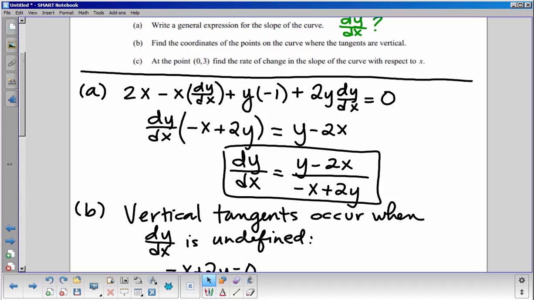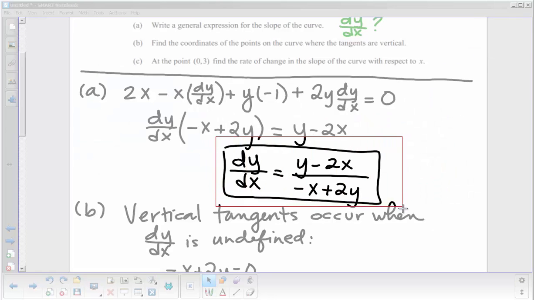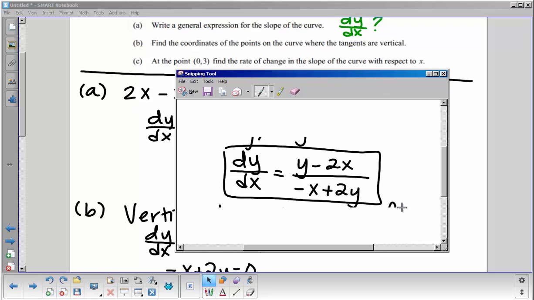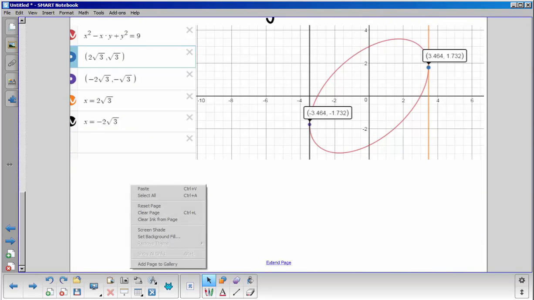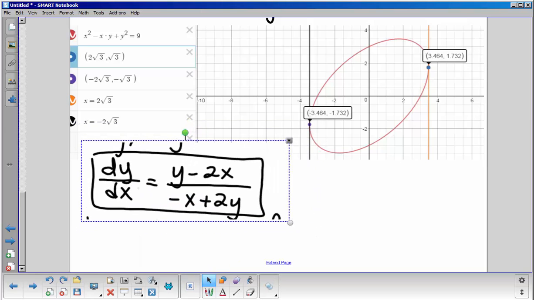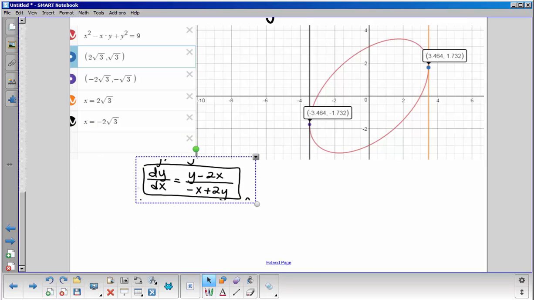What is this? This is the rate of change of the slope. That is the next derivative. It's a second derivative. So we have to take the derivative of that. We have to take the derivative of this. Ooh, that's not nice looking. I'm going to make it smaller just so we can see it. So for part C, I'm taking the derivative of this.